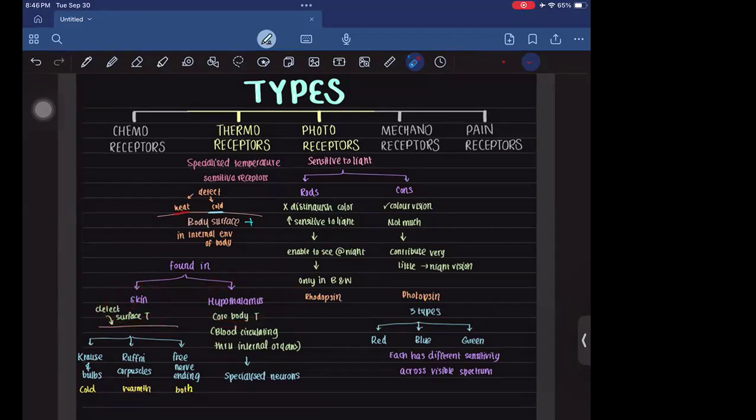Alright, got it? Everyone, did you all understand? So photoreceptors, where can you find them? Obviously in your eyes, okay? In your retina. Understood, everyone?